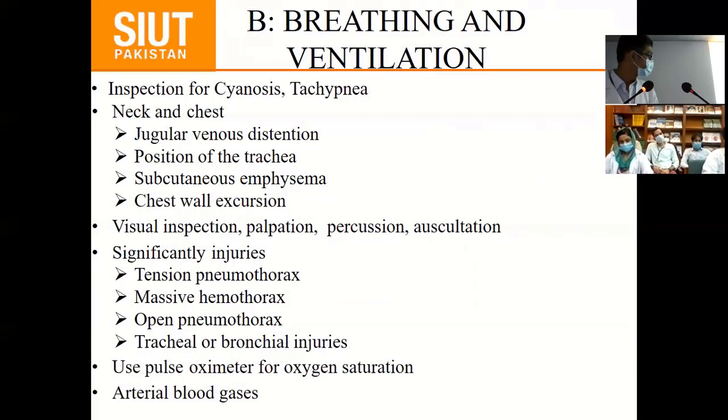Significant injuries of the chest include tension pneumothorax, massive hemothorax, open pneumothorax, and tracheal or bronchial injuries. Use a pulse oximeter for oxygen saturation. It will also be included as an adjuvant, and if required, send an arterial blood gas sample.